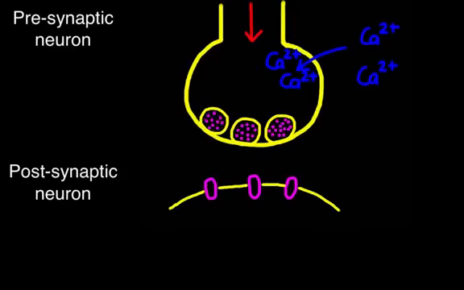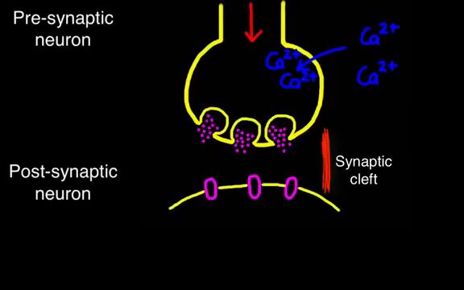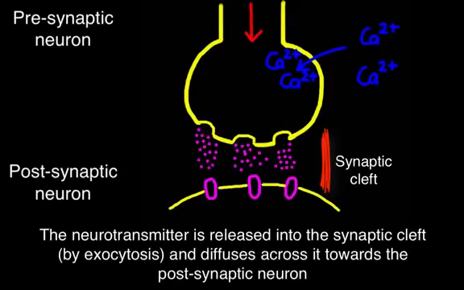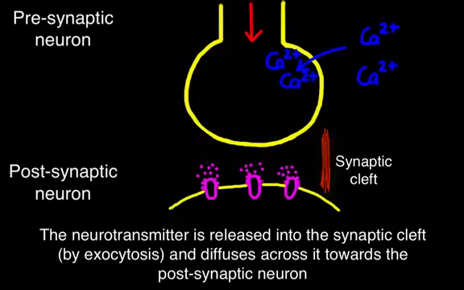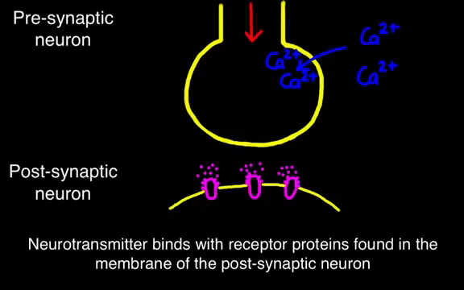They therefore release the neurotransmitter into the gap between the presynaptic neuron and the postsynaptic neuron. We call this the synaptic cleft. The neurotransmitter diffuses across the synaptic cleft. Once the neurotransmitter reaches the postsynaptic neuron, it binds with receptor proteins, shown here in pink, that can be found in the membrane of the postsynaptic neuron.